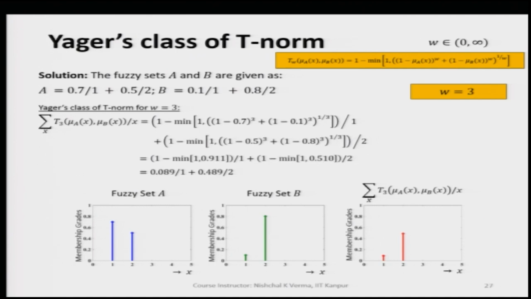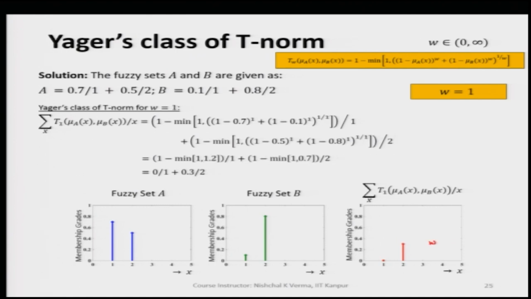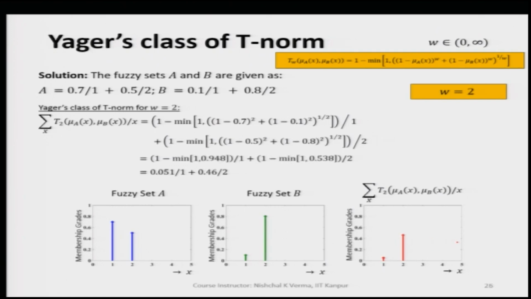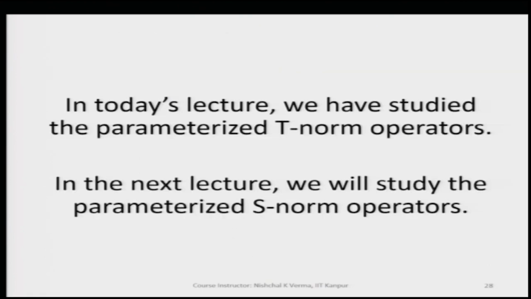We can see here this is for W is equal to 1, this is for W is equal to 2, and here we have W is equal to 3, and we can see that the membership values for the corresponding generic variable values are increasing. So, this way we have covered the parameterized T norms, and in the next lecture we will discuss the parameterized S norms or T conorms. Thank you.